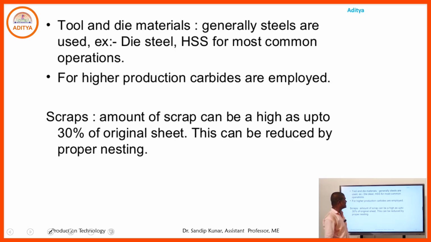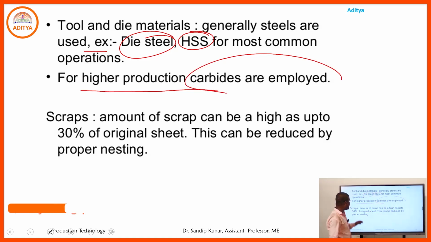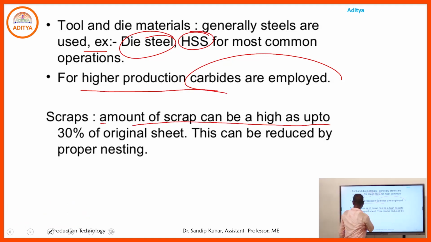Generally, what are the tool and die materials? Die steel and HSS, high speed steel, are the most common tool and die materials. For higher production, we generally use carbide materials. Scrap: the amount of scrap can be as high as up to 30% of the original sheet.